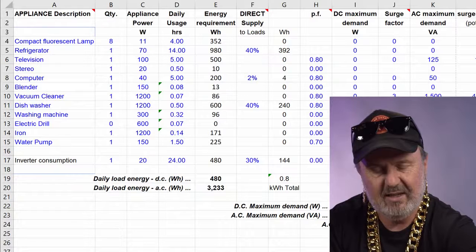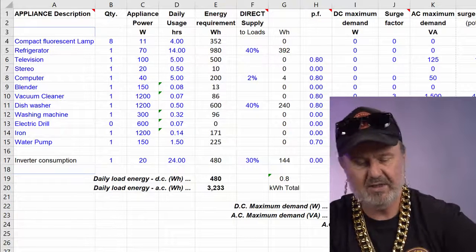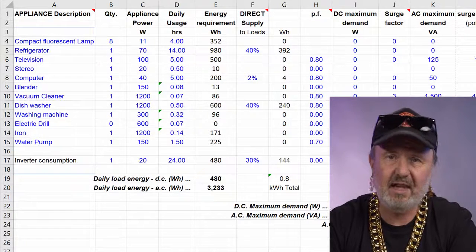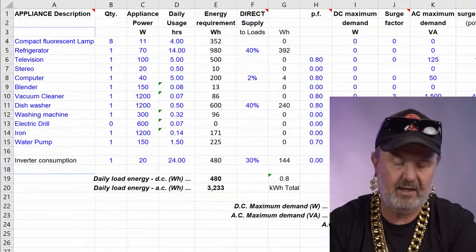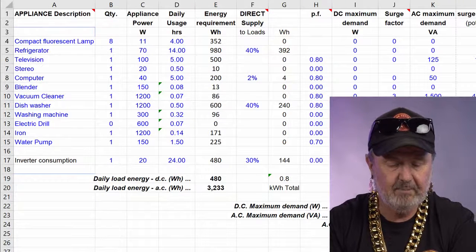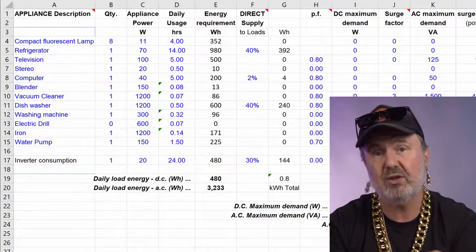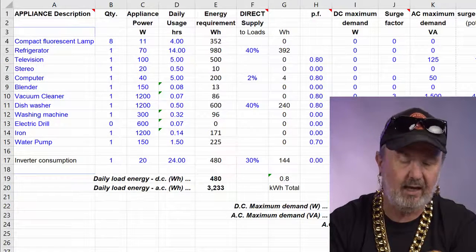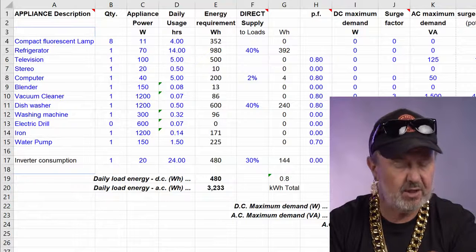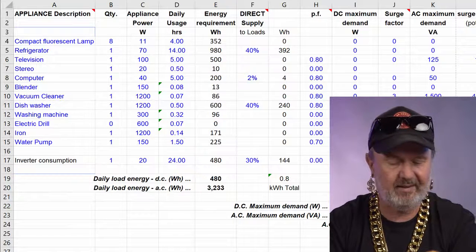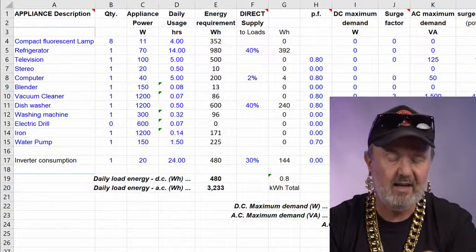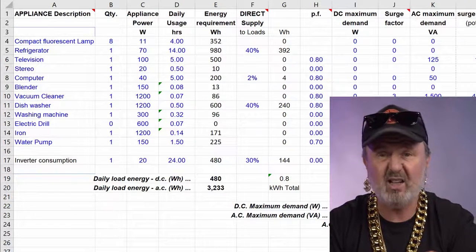Now, this load sheet really just tells me something about the appliances that they have, and they've got things like compact fluorescent lighting, a refrigerator, a television, a stereo, a computer, a vacuum cleaner, watch that one, a dishwasher, a washing machine, and a water pump. Haha. They're going to probably go together, aren't they? An electric drill, an iron, so just a small range of appliances.